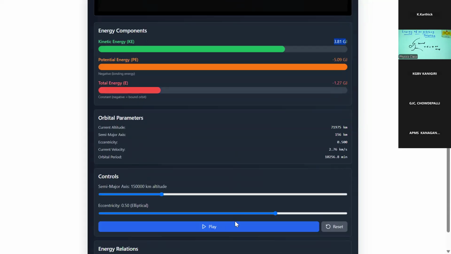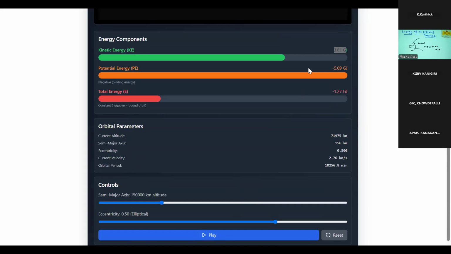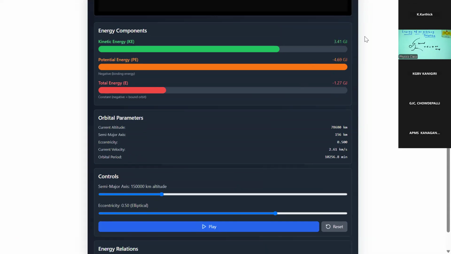Now, just look at that. Kinetic energy is decreasing, yes, decreasing because velocity decreases. So that's why kinetic energy also decreases like that. The green bar decreases. Clear? So the green bar is the longest, that is, kinetic energy is maximum when the satellite is moving fastest, and its velocity is increasing as the satellite approaches the perigee point.